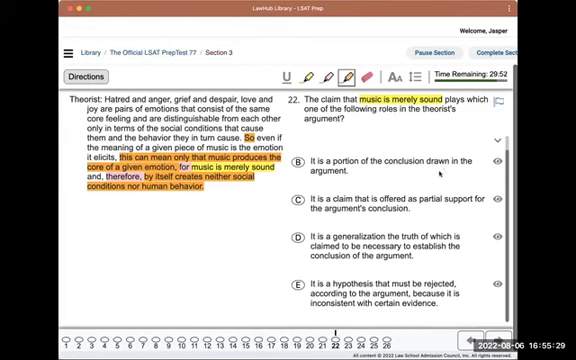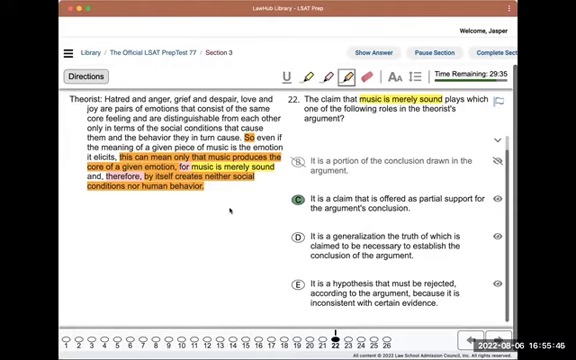Is a portion of the conclusion. It's not a portion of the conclusion. It's support for the conclusion. It's a claim that's offered as partial support. I like this, right? I've said a few times that it's not the only support for the conclusion. It supports like a subsidiary premise, so that's good.